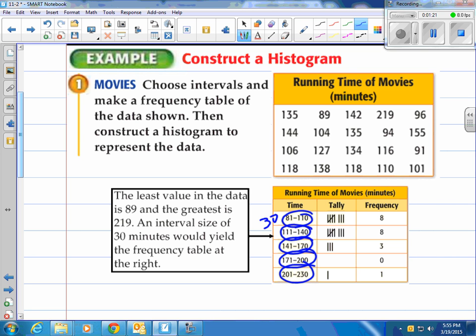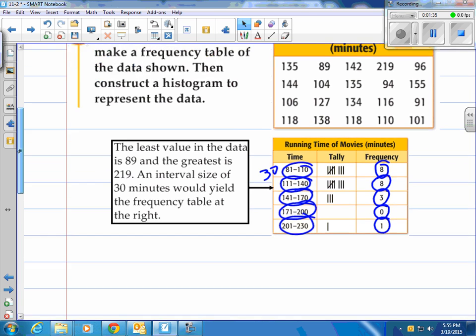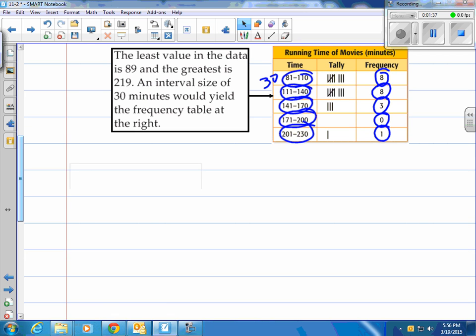Then, of course, you just count how many movies fall into the 81 to 110 minute range, and that's 8. 8 of those, and then 8, 3, 0, and 1. These are going to be the heights of our bars when we actually draw our bars. All right, moving on. What do we do next? Well, we actually construct the histogram itself, and we follow these 3 steps.